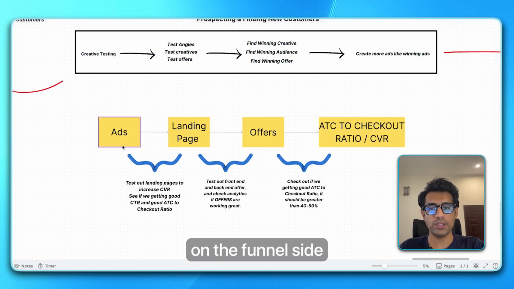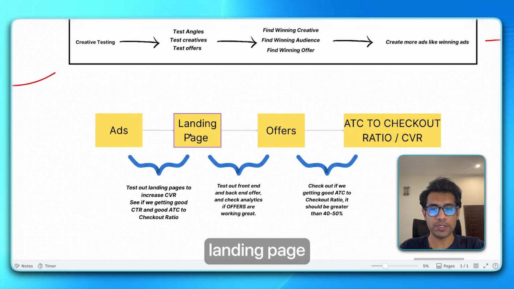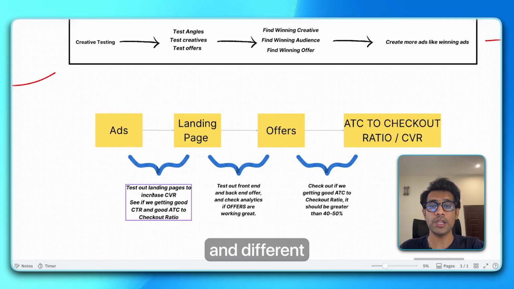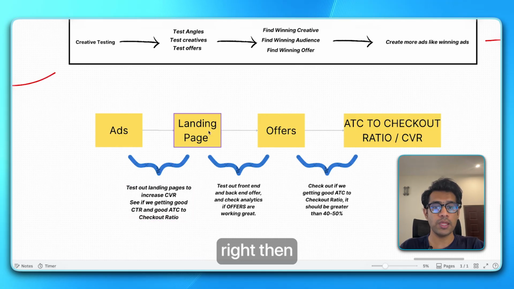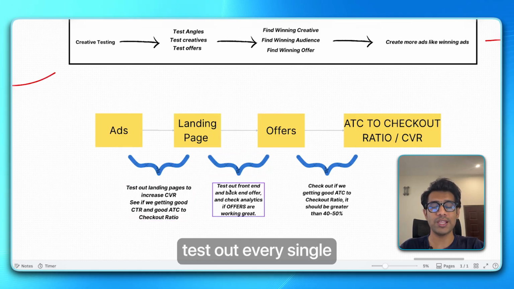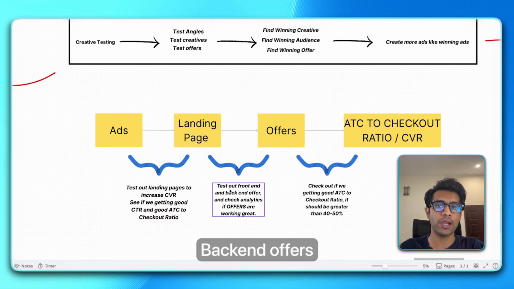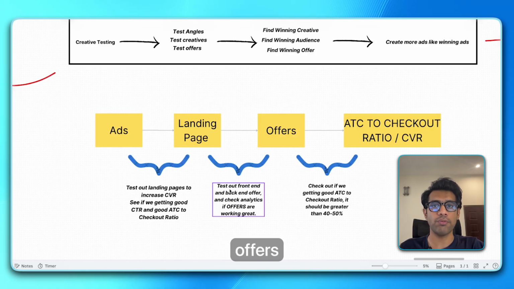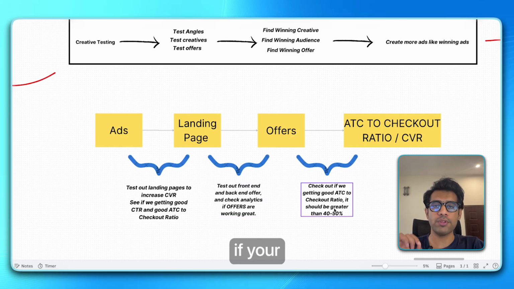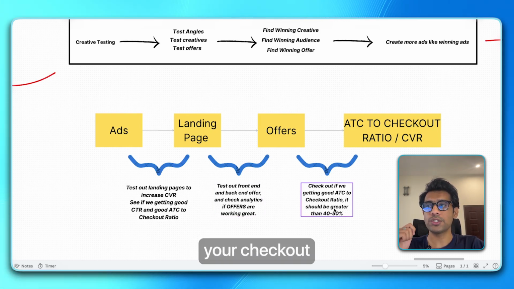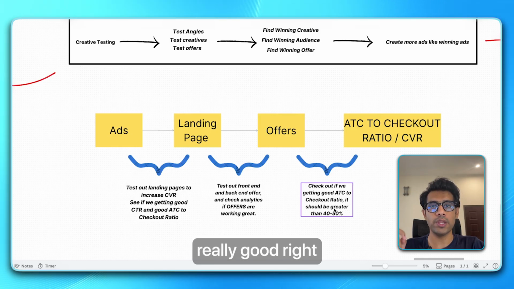And what you can do on the funnel side, from the ads to landing page funnel, is test out landing pages and different product pages to increase this conversion rate. See if you're getting good CTR and a good add to cart to checkout ratio, right? Then on the landing page to offer, you have to test every single front end offer and back end offer to increase your AOV and LTV, and you can check in the analytics which offers are working great, right? If your add to cart to checkout ratio is above 40 to 50%, your checkout to purchase ratio would be really good, right?